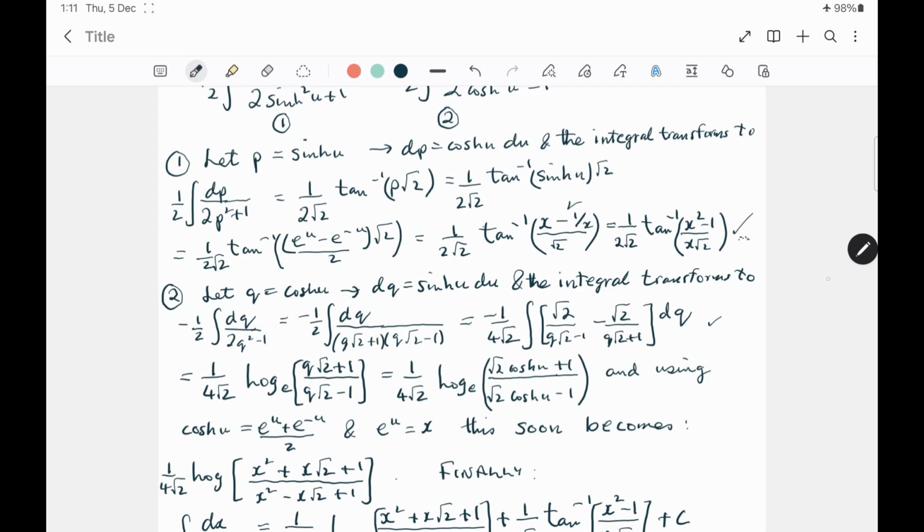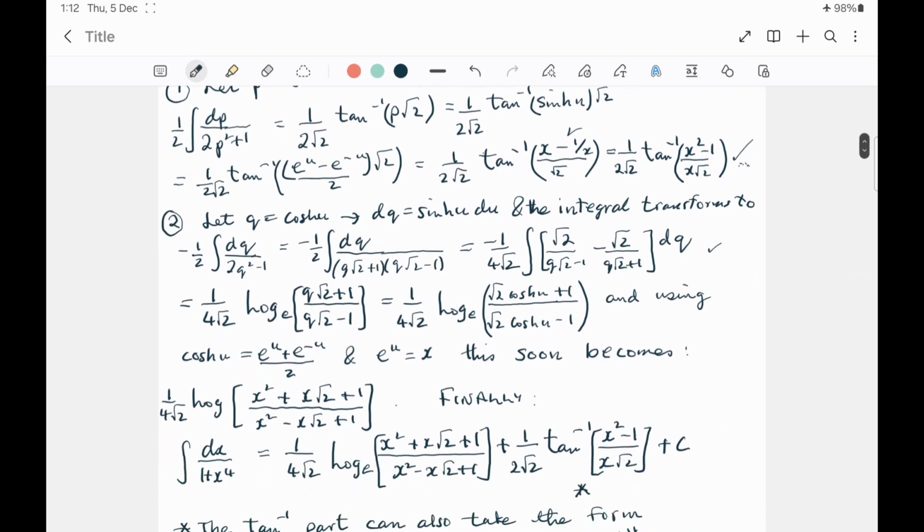and what that results in is 1 over 4 root 2 log of q root 2 plus 1 over q root 2 minus 1, and then substituting for q, going back to the old variable, that'll be 1 over 4 root 2 log to base e of square root of 2 cosh u plus 1 over square root of 2 cosh u minus 1, and using the fact that cosh u equals e to the u plus e to the minus u over 2, and that e to the u is equal to x, this soon becomes the final result here, 1 over 4 root 2 log to base e of x squared plus x root 2 plus 1 over x squared minus x root 2 plus 1.